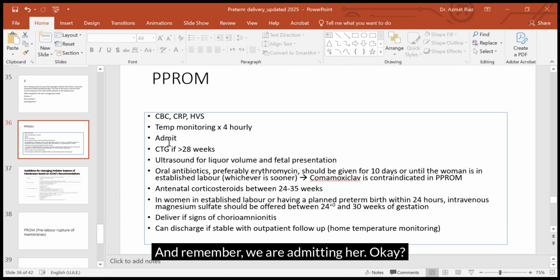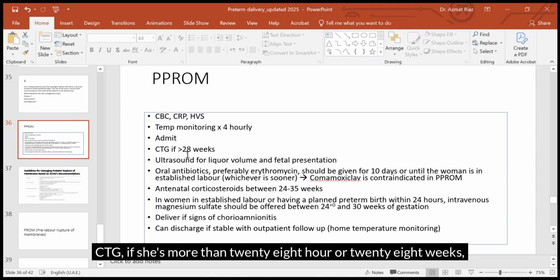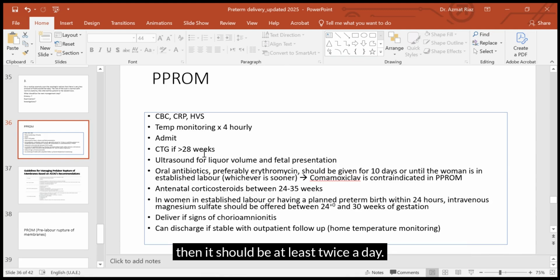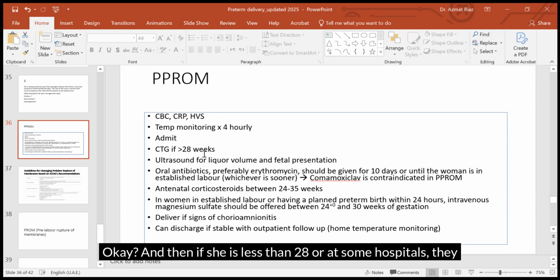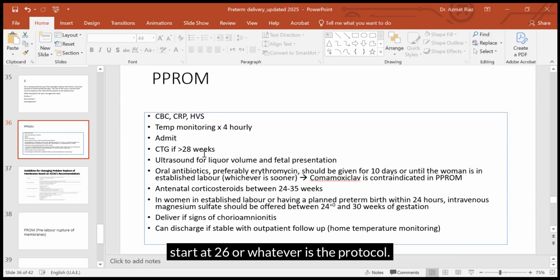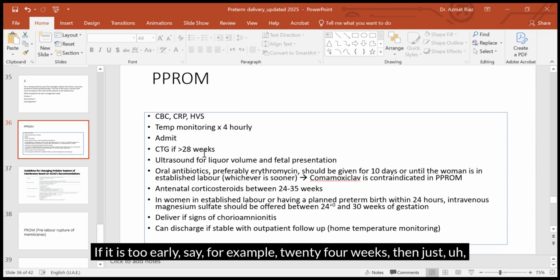Okay, and remember we are admitting her. So this should be part of our plan when we are telling the nurse. Okay, CTG, if she's more than 28 weeks, then it should be at least twice a day. Okay, and then if she is less than 28 weeks, or at some hospitals they start at 26 weeks, whatever is the protocol. If it is too early, say for example 24 weeks, then we write in the notes for the nurse to listen to the baby's heartbeat at least twice daily with a sonic handheld device.